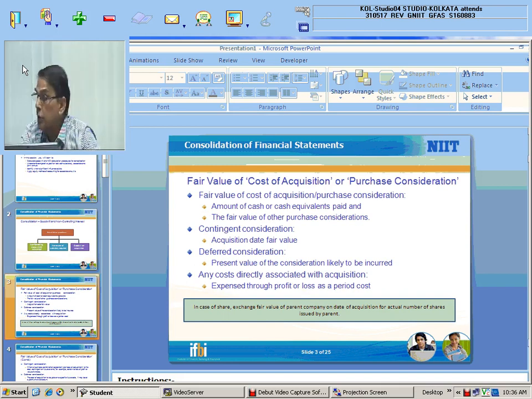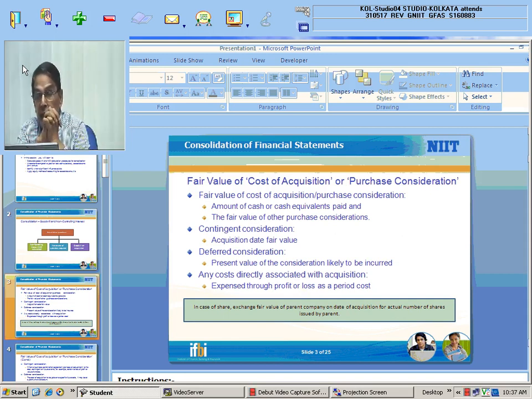So fair value of the cost of acquisition or purchase consideration could be the amount of cash or cash equivalents paid to acquire 60% of shares, let's say, of the other company. Or fair value could be through other purchase consideration, like say a company A acquires 60% shares of B by issuing its own shares to those shareholders of B from which they acquired those 60% of shares. So the fair value of the shares which have been issued for acquiring 60% of shares of B, that will be the purchase consideration.